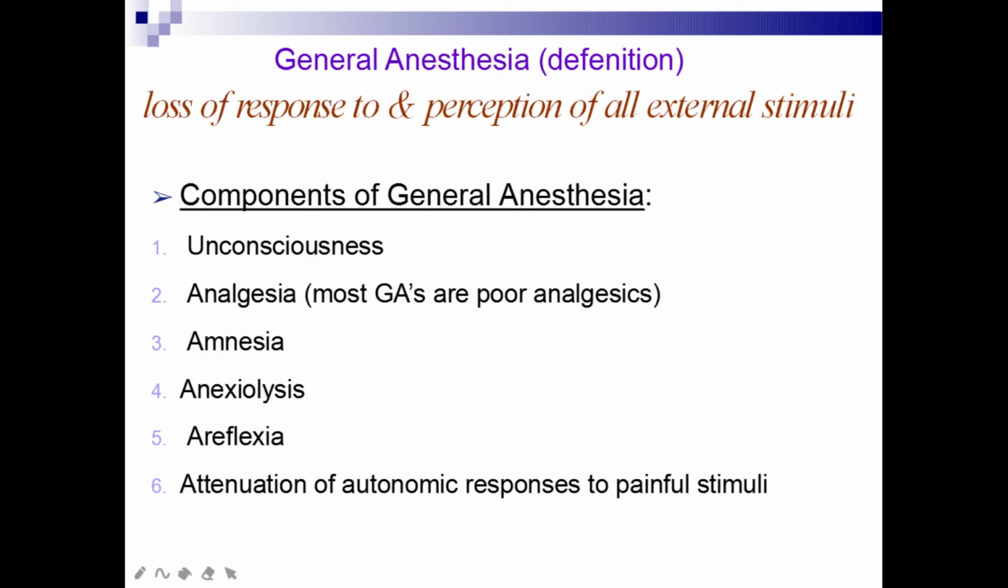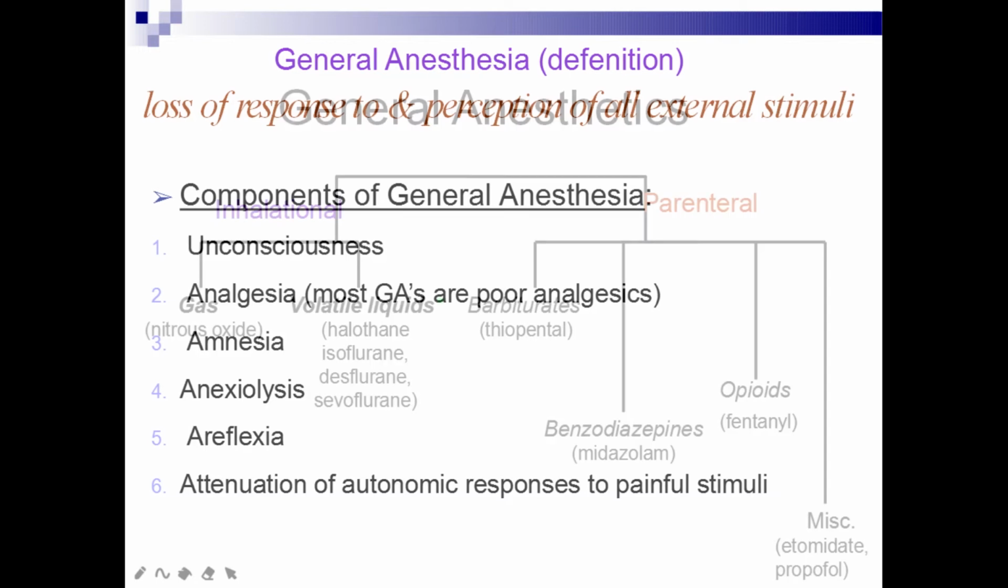General anesthesia, definition. Loss of response to and perception of all external stimuli. Components of general anesthesia: unconsciousness. Analgesia, most general anesthetics are poor analgesics. Amnesia. Anxiolysis. Areflexia. Attenuation of autonomic responses to painful stimuli.